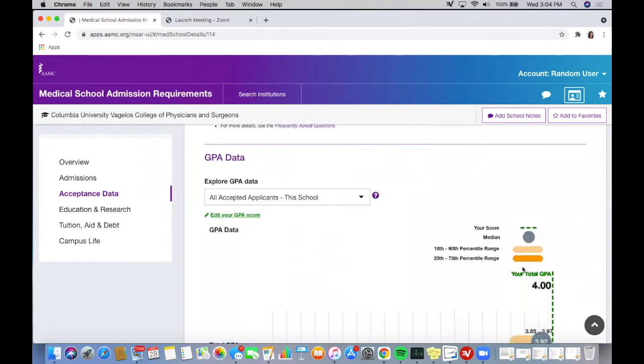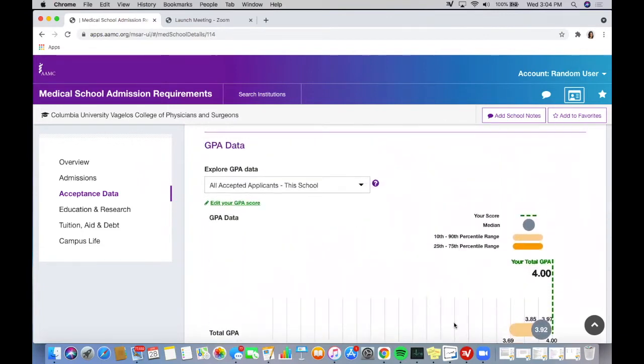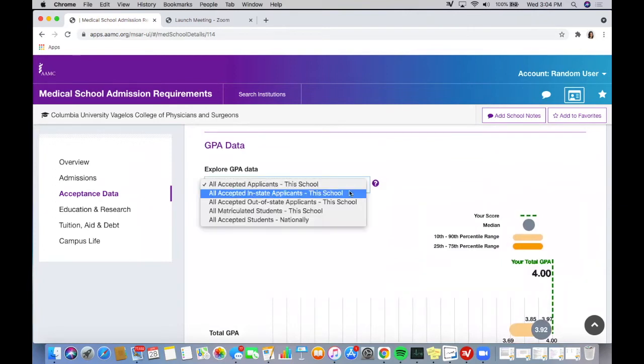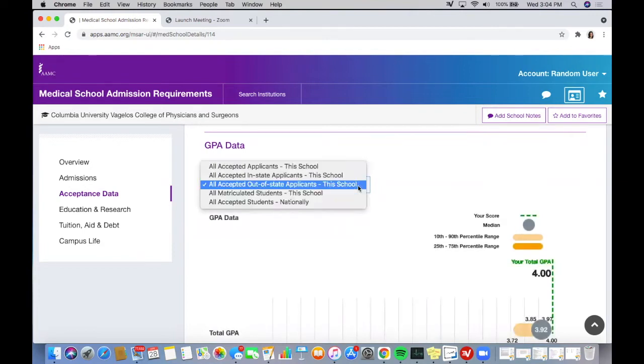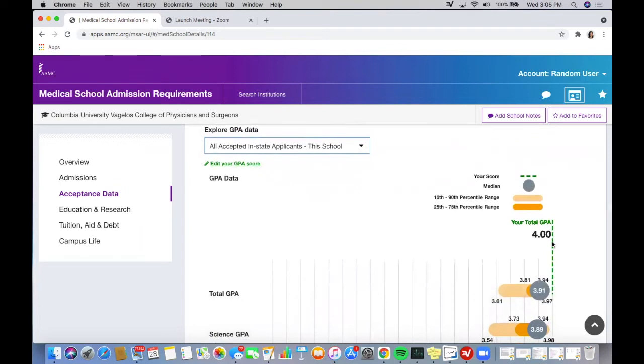And then you are going to see that you have the same grid for your GPA. And again, you can take a look at, what's the average GPA for out-of-state applicants? And you can take a look at this data and obviously sift out this data, based on the category that you fall into for this specific medical school. And you can edit your GPA as well.